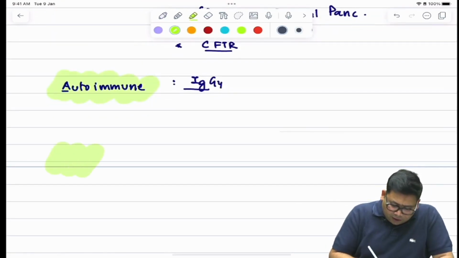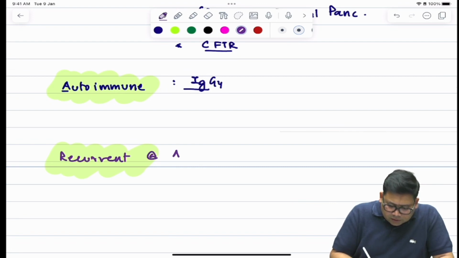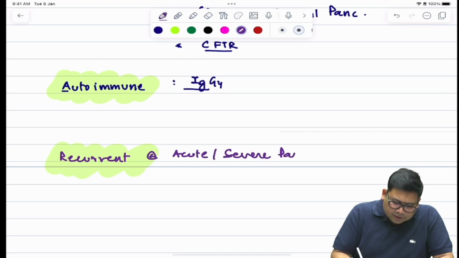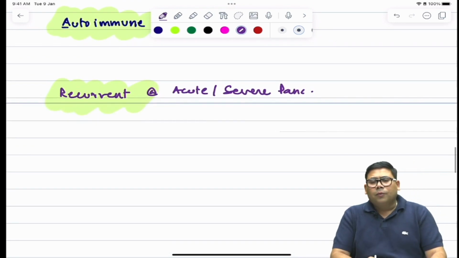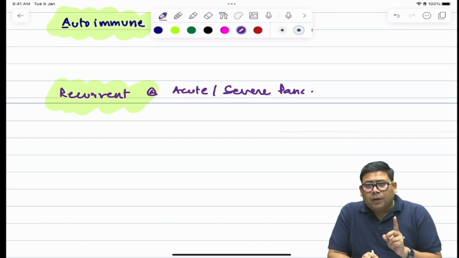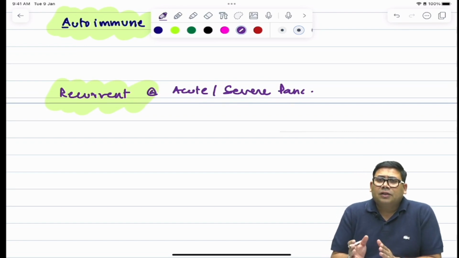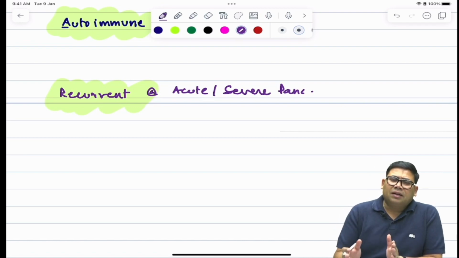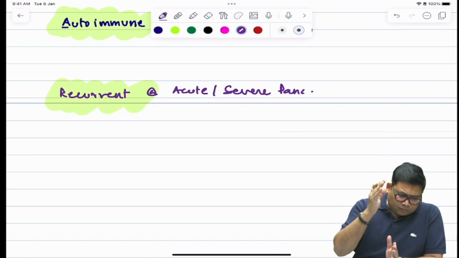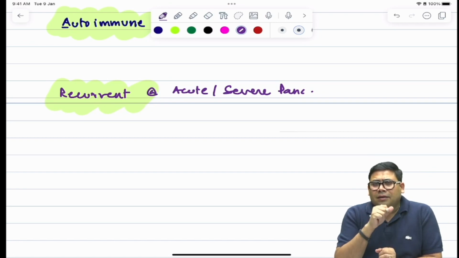Then we have R. When we talk about R, what is so special about R, students? It is recurrent episodes of what? Acute or recurrent episodes of severe pancreatitis. This is very important. I hope you know severe pancreatitis is a pancreatitis where you have infected pancreatic or peripancreatic complication, or you can say you have persistent organ failure. If both are present, that is persistent organ failure is also there, and there are infected pancreatic complications, now this will be known as critical pancreatitis.